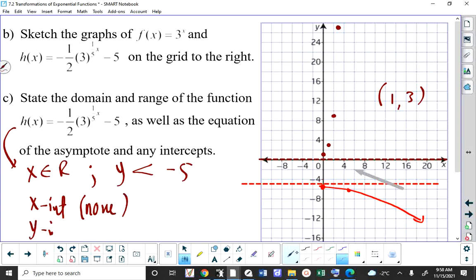Y-intercept, this is again where x is equal to 0. So put 0 in here for x. What are we going to get? We are going to get 0 times a fifth, which is 0. 3 to the 0 is 1, times a -1/2 is -1/2, minus 5 is -5.5. Of course it is, because it's half below the asymptote, and the asymptote's at -5. Any questions with number 2?